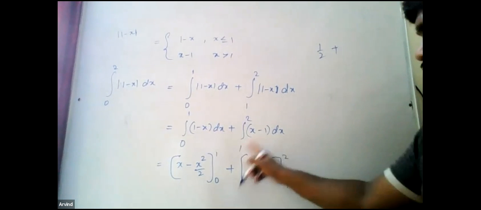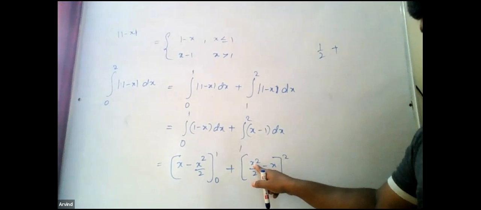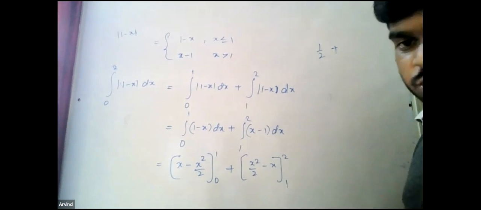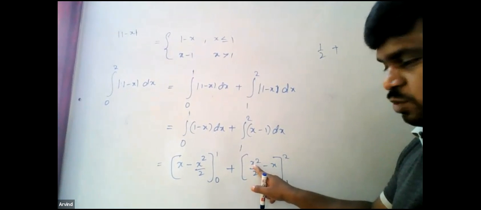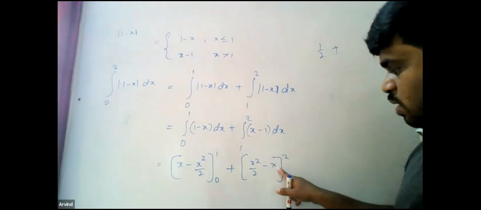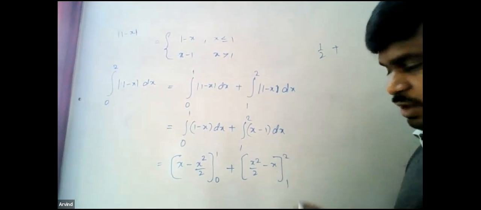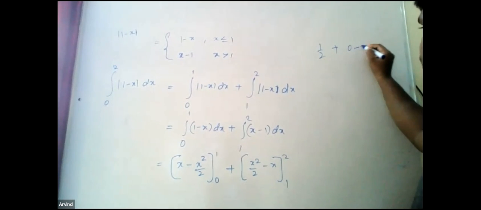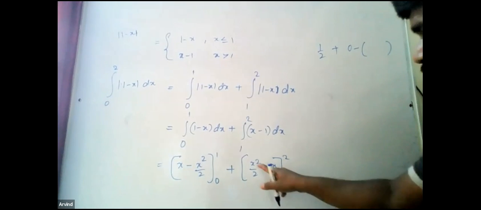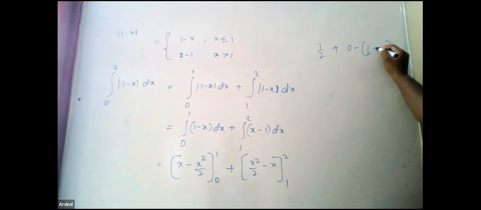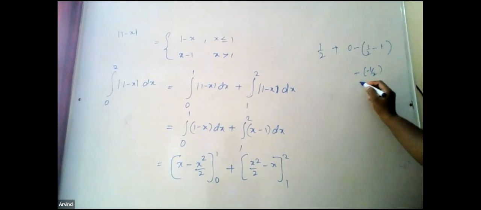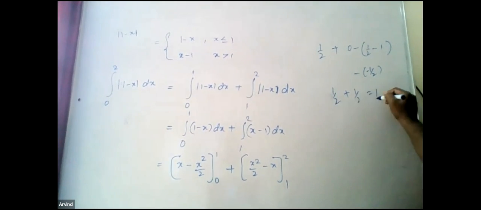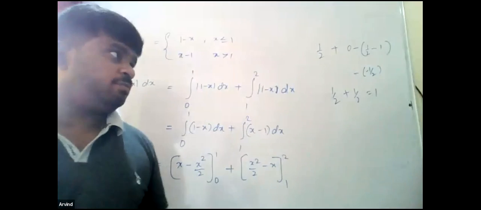Plus, for this you put the upper limit 2: 2 square by 2 is 2 itself. Minus 2. So 2 minus 2 is 0. So upper limit gives 0. Okay. Minus. Now let's put the lower limit 1: 1 by 2 minus 1 is minus half. Okay, one negative is there. Minus into minus is plus. So half plus half will be equal to 1. So the answer is 1.